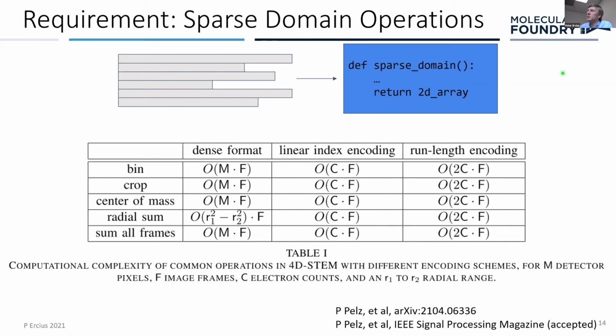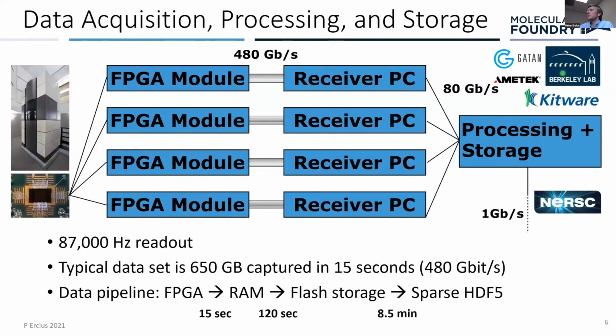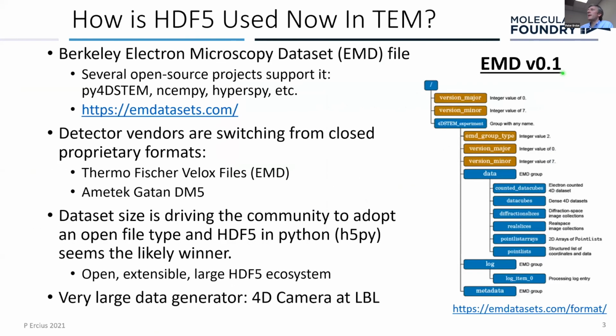And we have a whole bunch of already existing open source programs like Py4DSTEM, like NSymPy, HyperSpy. There's significantly more. And we would have to rewrite these entire packages for sparse data. No, addressing it in HDF5 is a win for everyone. So we need to pursue it.